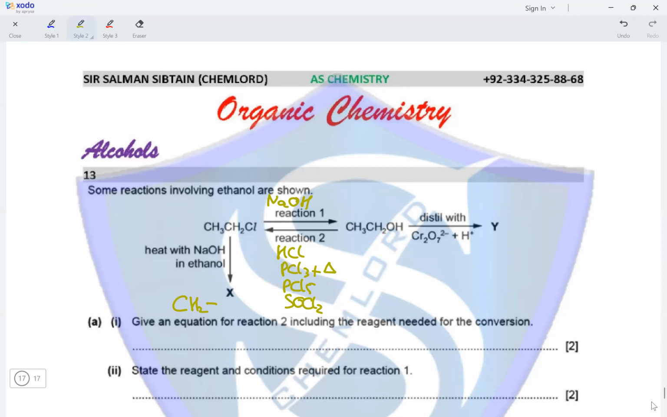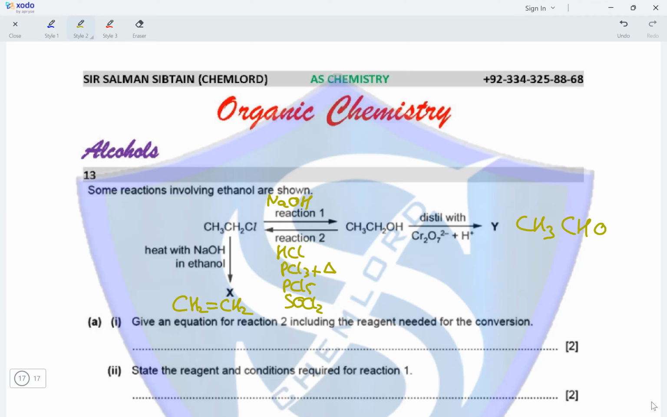So this would result in the formation of ethene because this eliminates hydrogen and chlorine from chloroethane. So CH2 double bonded to CH2. This would be compound X, and compound Y would be distilled with acidified K2Cr2O7. If you are distilling it, that means you are obtaining the aldehyde. So this would form CH3CHO, ethanal.